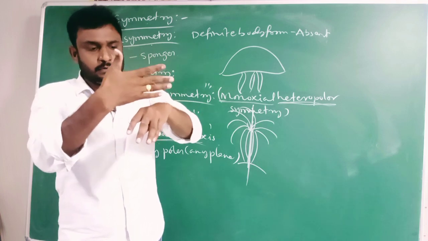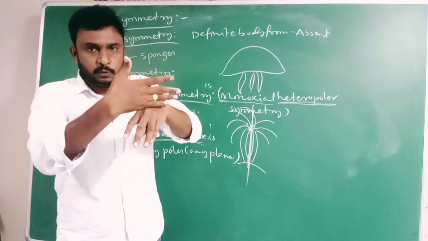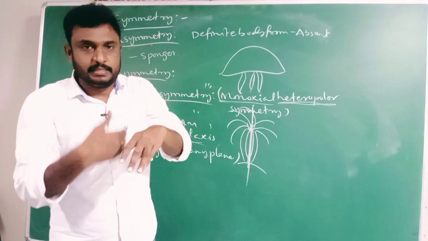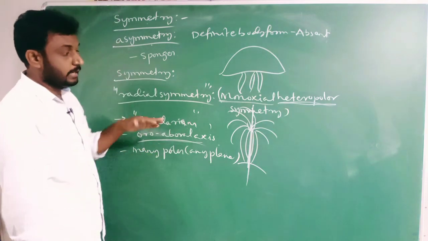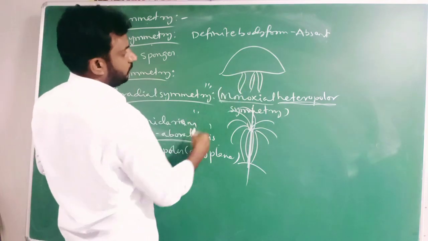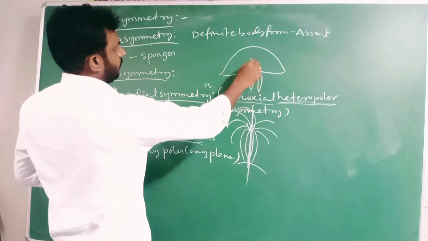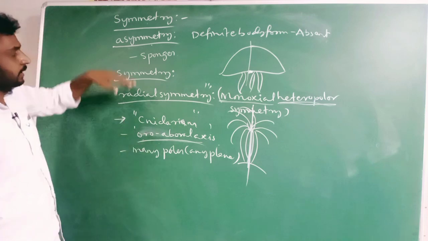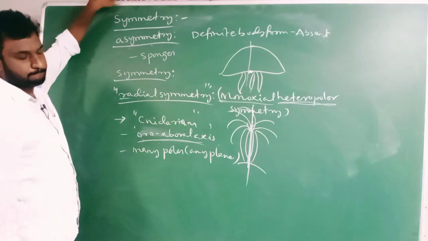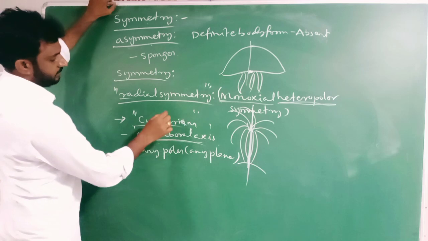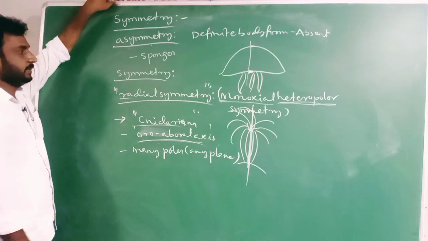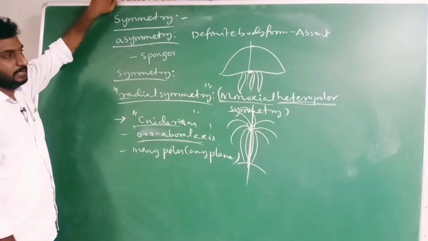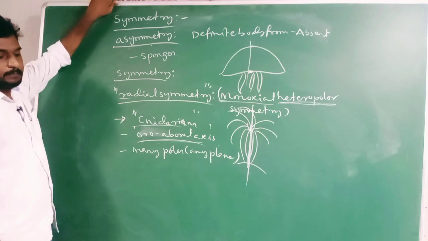The same goes for jellyfish. Jellyfish can be cut into two identical halves through the central axis. The axis name is oro-aboral axis. Oral is present at the mouth side, aboral is the opposite. Here the mouth is present. The oro-aboral axis can cut the animal into two identical halves, called radial symmetry. Examples are important: cnidarians, hydras and jellyfishes are examples for radial symmetry.